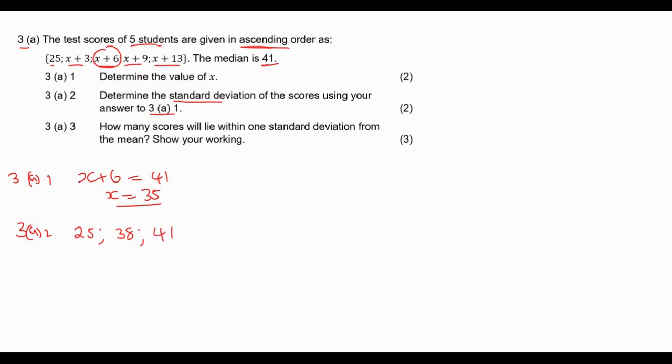That's the median. Then x plus 9, so 35 plus 9 is 44. And then the last one, we have x plus 13, which is 35 plus 13, which is 48. So these are the scores: 1, 2, 3, 4, 5.